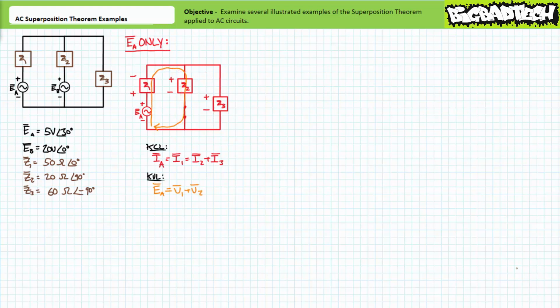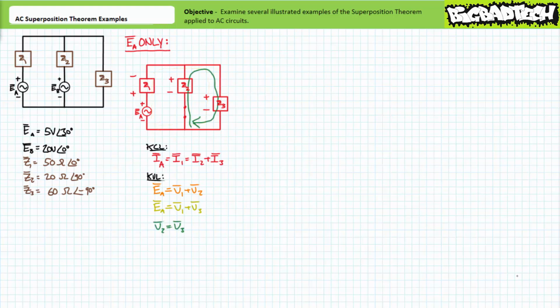A Kirchhoff's voltage law analysis of this first loop in orange illustrates that EA equals V1 plus V2. A Kirchhoff's voltage law analysis of this second loop in yellow illustrates EA equals V1 plus V3.